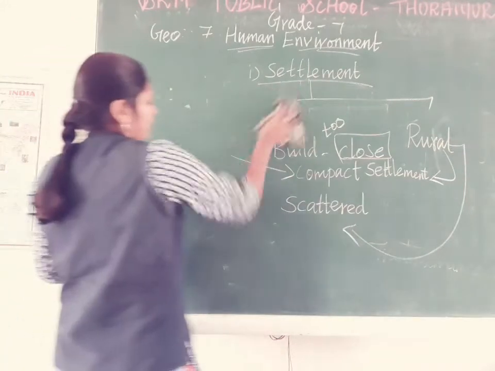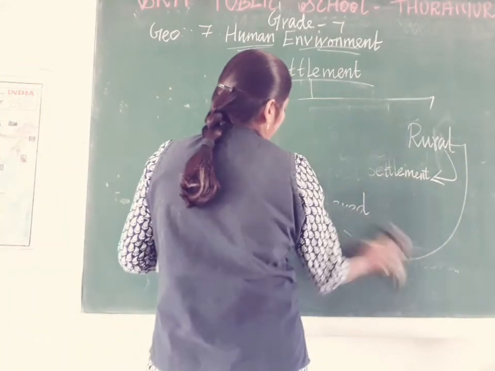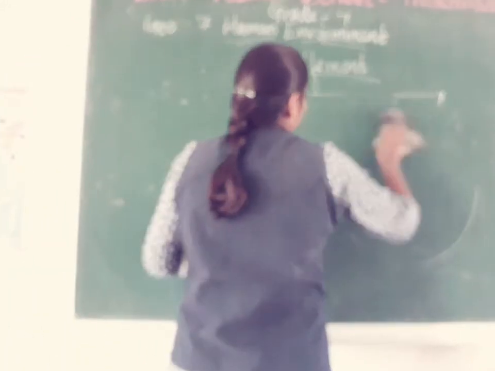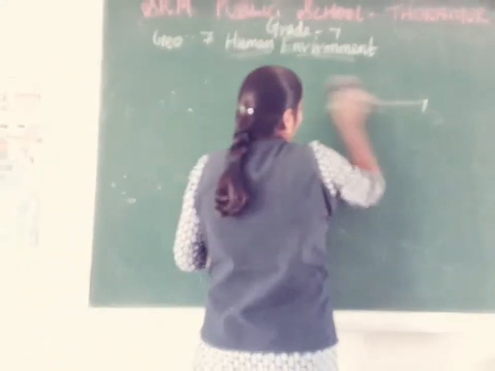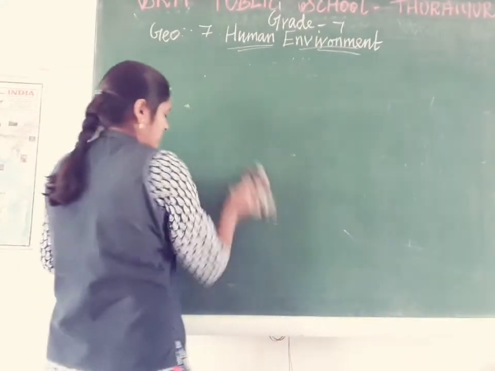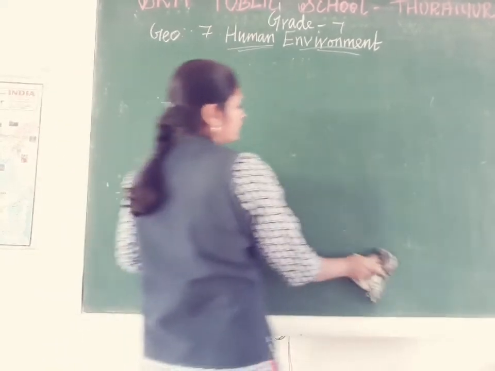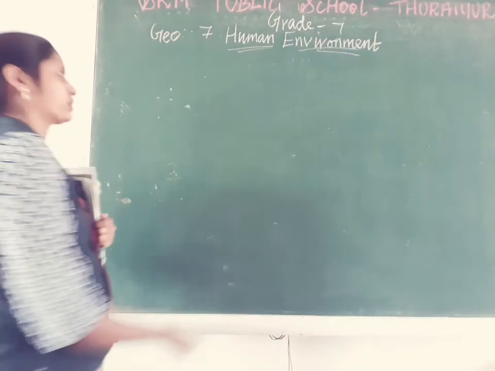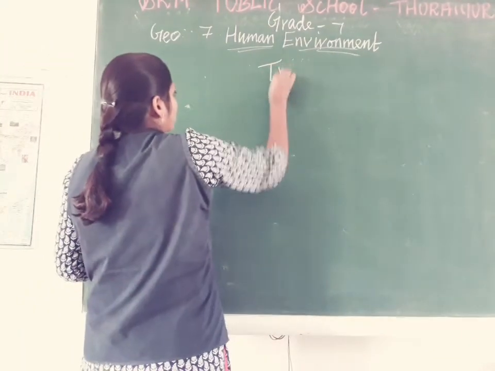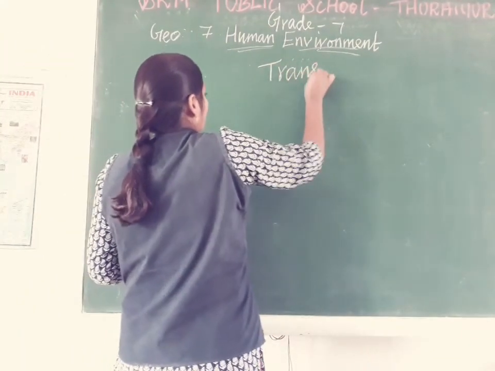Okay, so settlement, we have two types of settlement: temporary settlement and permanent settlement. And according to the location, rural and urban, we can divide it into compact settlement and scattered settlement, right? So next we are moving to transport.